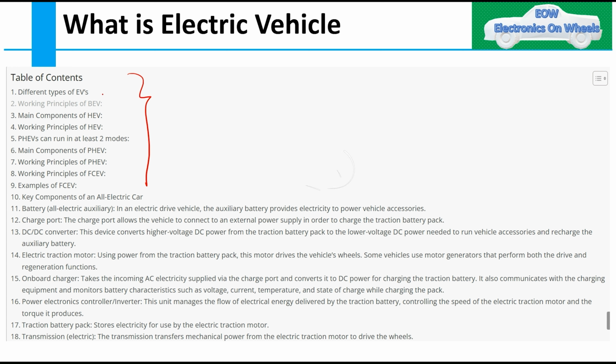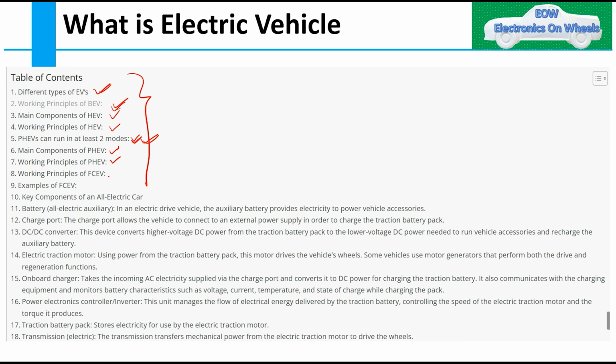So we will try to understand the basics of the EV, the electric vehicle. What is the EV? Then we will see what different types of electric vehicles are present in the market. Then the working principle of BEV, then the main components of HEV, and the working principle of HEV. Then we have PHEV, that is nothing but the plug-in hybrid. What is the difference between plug-in hybrid and HEV, hybrid electric vehicle? We will see what those two modes are on which it can run. Then what are the main components and working principle of plug-in hybrid?